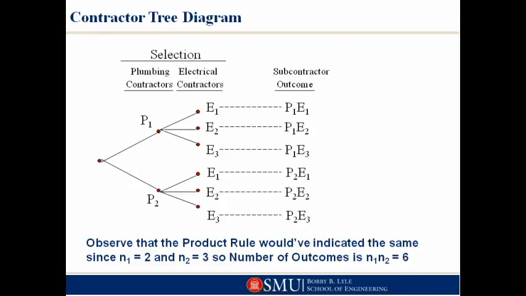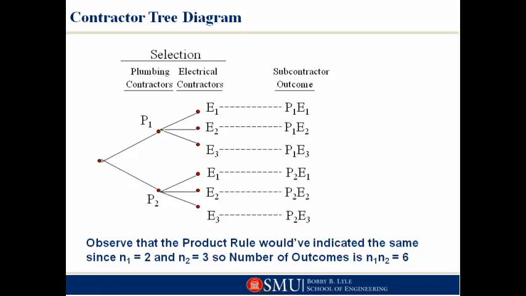So let's take a look at a tree. If the general contractor picks a plumbing contractor, there are 2 different options: plumber number 1, plumber number 2. If that one picks plumber number 1, there are the 3 different electrical contractors. And so the pairings you would end up with would be plumber number 1 with electrical contractor number 1, plumber number 1 with electrical contractor 2, plumber number 1 with electrical contractor number 3, and so forth. This is the tree diagram to show you. It is a visual representation of all the different combinations you can have.